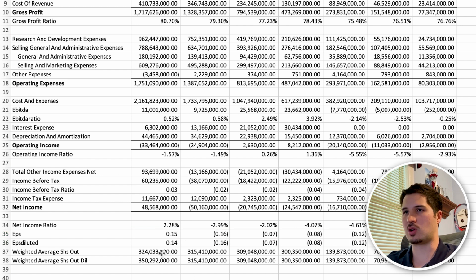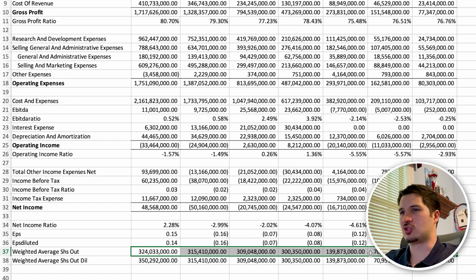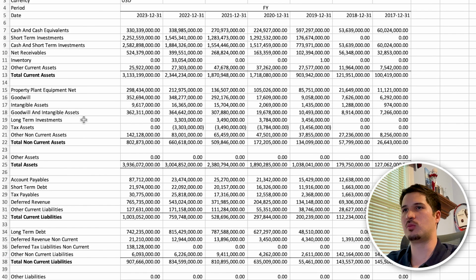Now, this is really critical. We want to see the growth or decrease of the shares outstanding. So as we can see, we started with 79 million shares and now we're all the way to 324 million shares. So that is a massive increase in shares. Not the best sign for shareholders because it means that you're going to get diluted. So something to watch out for in that arena. Now we're going to move to the balance sheet.